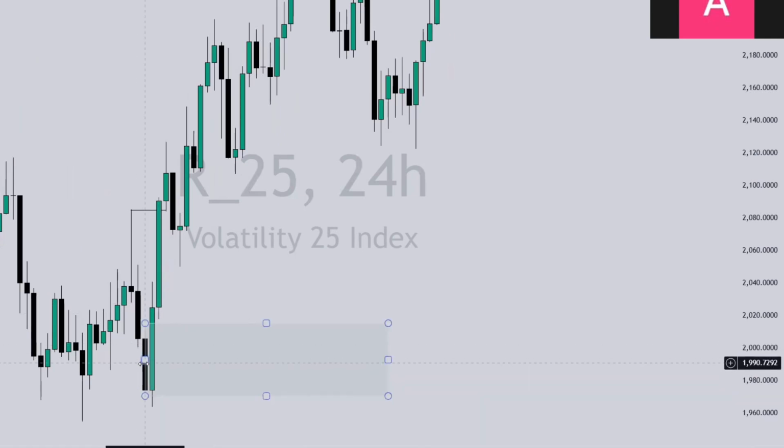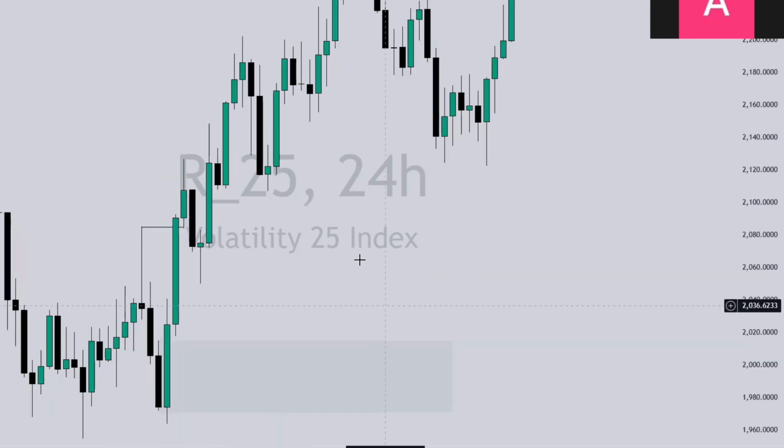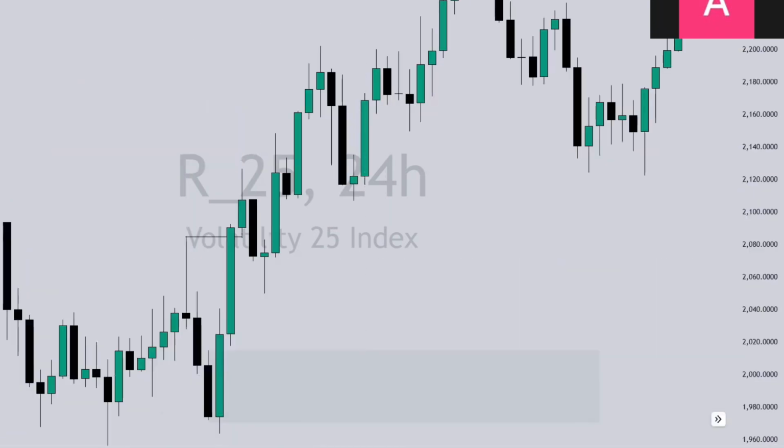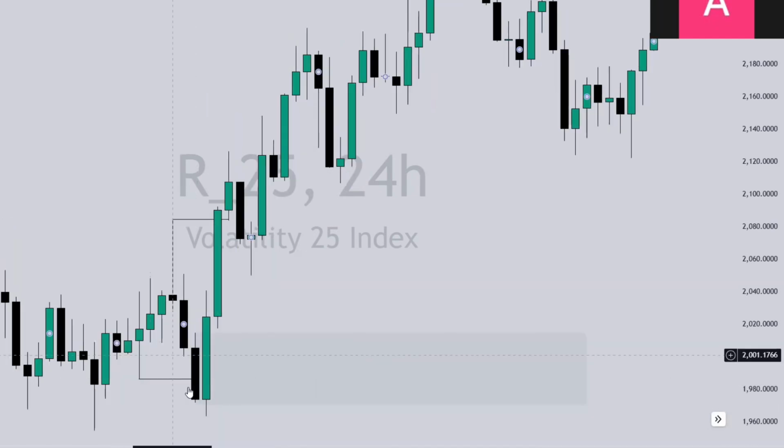Now, when we talk about characteristics of sponsored candle, we are talking about immediately it is created, we should have an impulsive move. It should take liquidity. And if you see this particular candle, it took out this previous low. We took out this previous low, making this particular sponsored candle a valid sponsored candle.